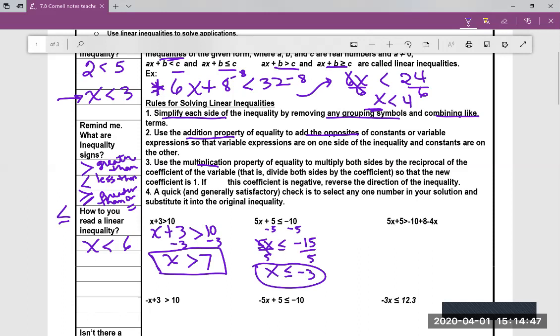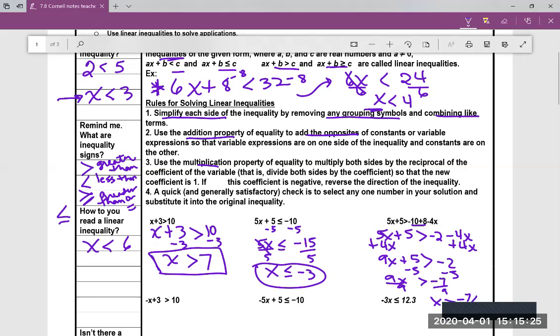On this one, look on both sides. Are there any like terms you could combine? Yes, we're going to combine those first. So what I'm really dealing with is 5x plus 5 is greater than negative 10 plus 8, so that's negative 2 minus 4x. Now I'm going to get all the x terms on one side, so I'm going to add 4x to both sides. So I have 9x plus 5 is greater than negative 2. And then I'm going to get the non-x terms on the other side. So 9x is greater than negative 7. I'm going to divide by 9. So x is greater than negative 7/9. That is the answer there.